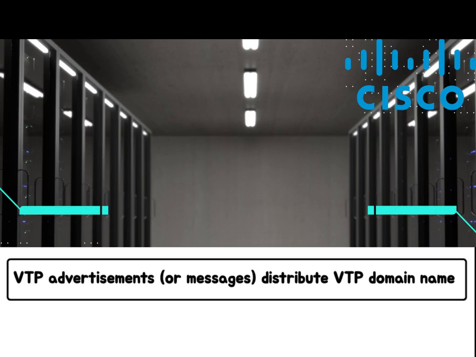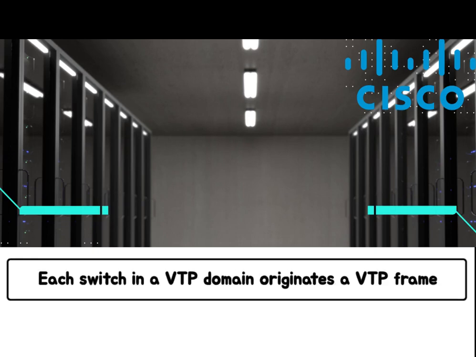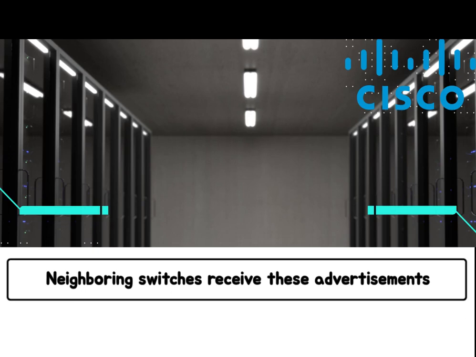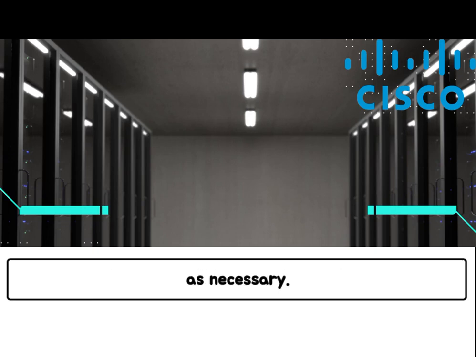VTP advertisements, or messages, distribute the VTP domain name and VLAN configuration changes to VTP-enabled switches. Each switch in a VTP domain originates a VTP frame and advertises it over the trunk port periodically. Neighboring switches receive these advertisements and update their VTP and VLAN configurations as necessary.